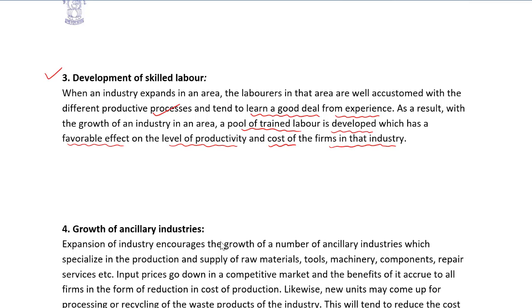because a trained laborer will make less wastage, he will be efficient, he will be obedient, he will take fewer leaves, he will be less absent from the firm, and his productivity level will automatically increase because division of labor is also possible. I believe you understood.